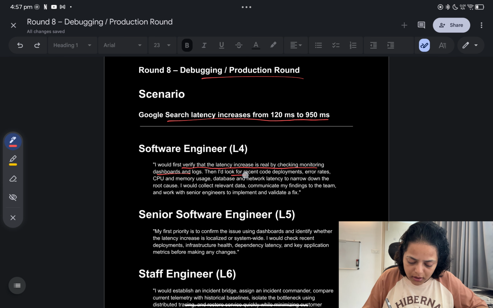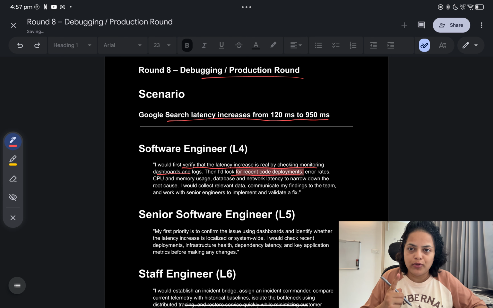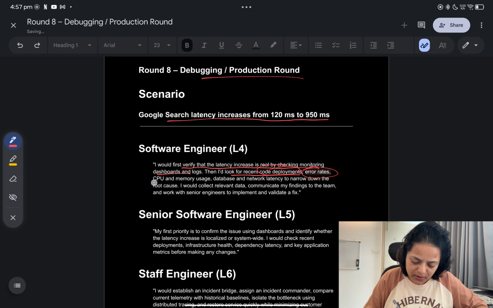Then I would look for recent code deployment. That is the very first thing, right? If everything was working fine and you have just done a recent deployment, then definitely the problem is in the deployment. Otherwise, he will check error rates, then CPU and memory usage, after that database latency and network latency, to narrow down the root cause.